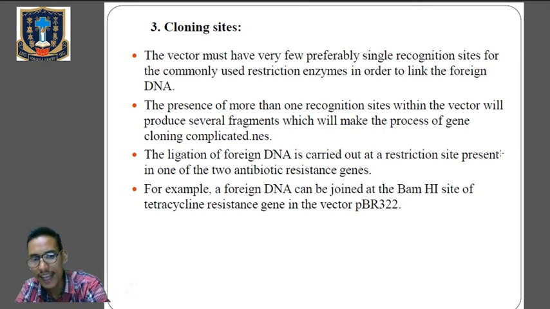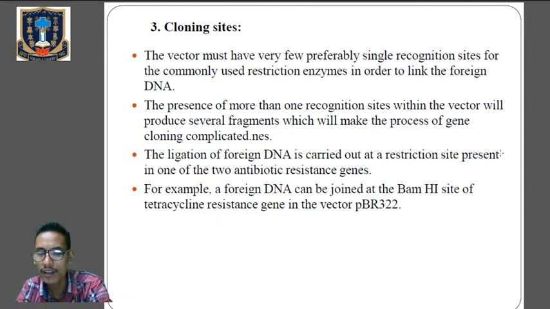Okay, and the ligation of foreign DNA is carried out at a restriction site present in one of the two antibiotic resistance genes. Look over here. Ligation, that means joining of foreign DNA, is carried out in one of the two antibiotic resistance genes. That means either in AmpR or in TetR. AmpR means ampicillin resistance and TetR means tetracycline resistance. So in this particular region there will be ligation of foreign DNA.